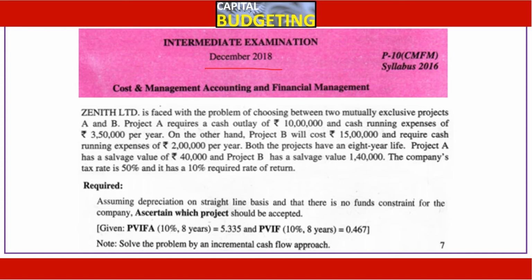This is a question from the December 18 exam. It is a simple question for choosing between two exclusive projects. They have got an outlay and running expenses, each independently, and both projects are comparable in the sense they have got 8 years of life, each has got a salvage value, and the cost of capital or the required rate of return is 10%, tax rate is 50%. It is simply finding the cash flows, discounting them, comparing that with the capital outlay.